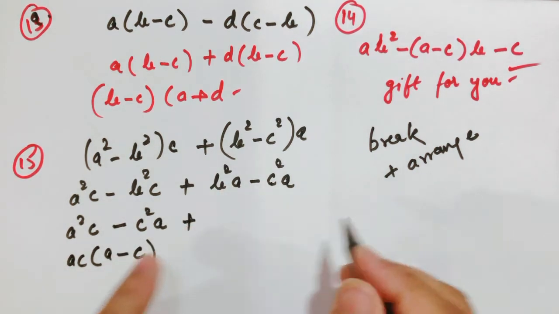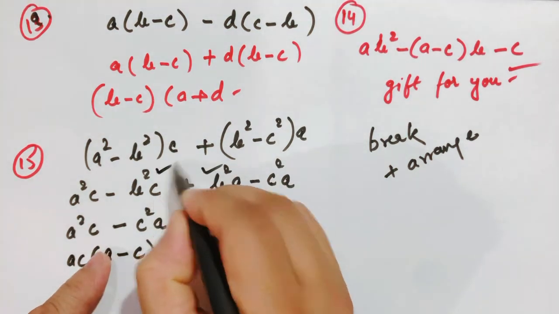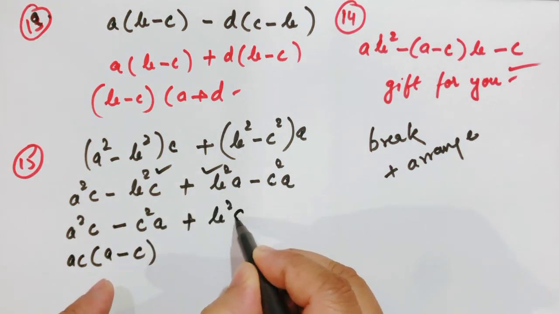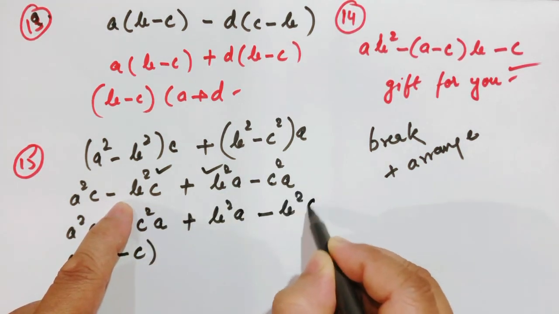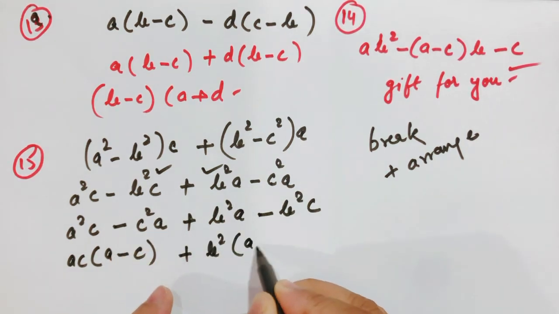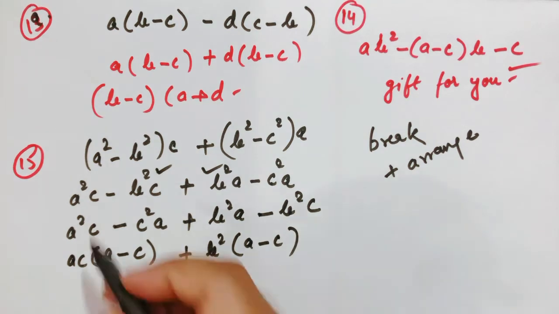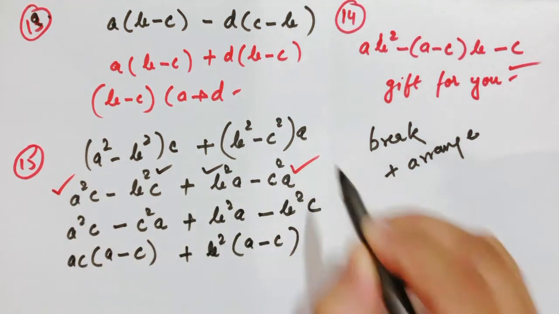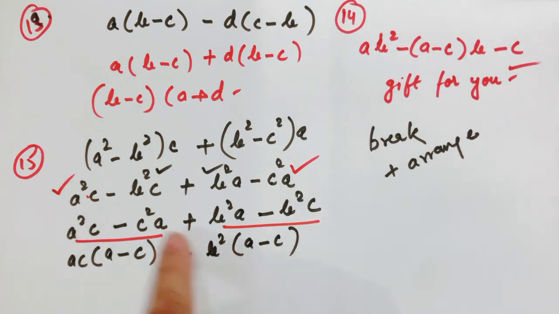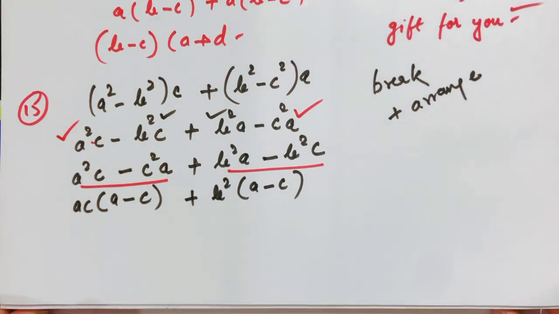Here, if I take this one and this one, that is b square a and minus b square c, then when I take b square as common, I will get a minus c. Right? So what I have done is I have grouped these two terms first and then these two terms. You can see I have given a tick, so there will be no problem. That is why: break and arrange. So break it and then arrange it yourself and work it out.